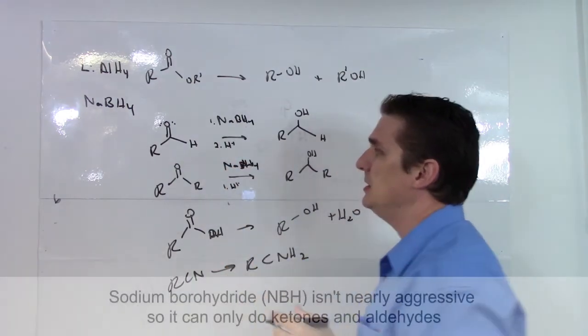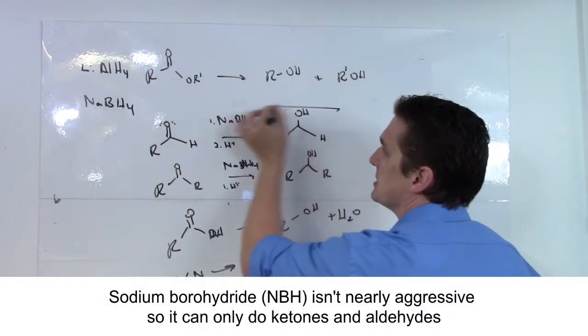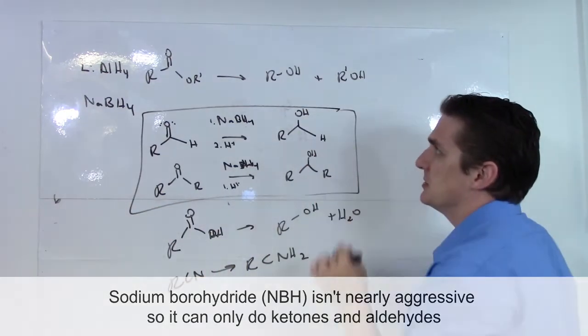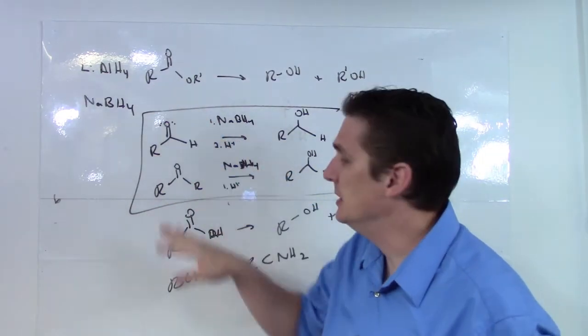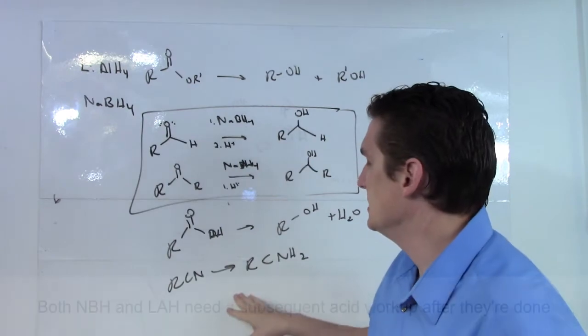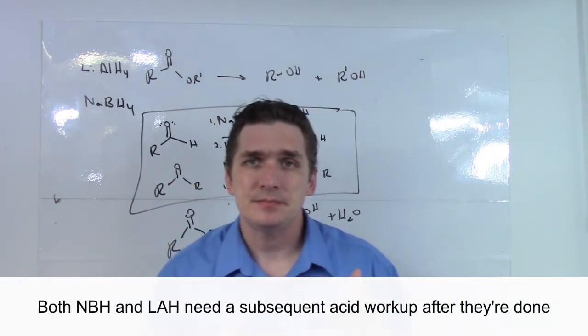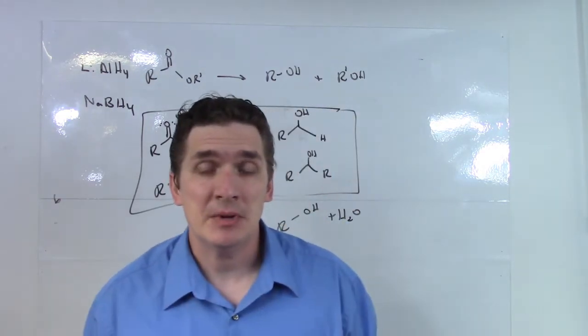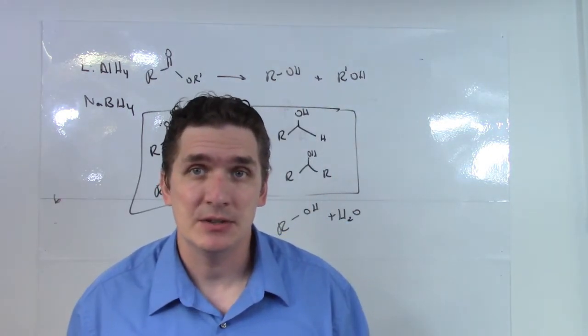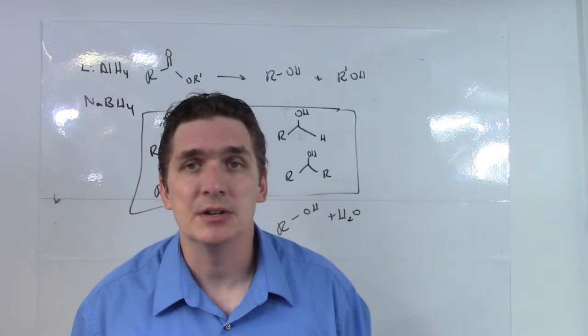With NaBH4, these are going to be the only two reactions that sodium borohydride is going to perform. It's not going to reduce an ester, it's not going to reduce a carboxylic acid, and it's definitely not going to reduce something like a cyano group. So these are your two options. Lithium aluminum hydride is going to reduce everything down to an alcohol, whereas sodium borohydride can only do this with aldehydes and ketones.